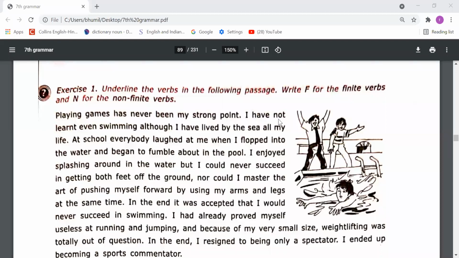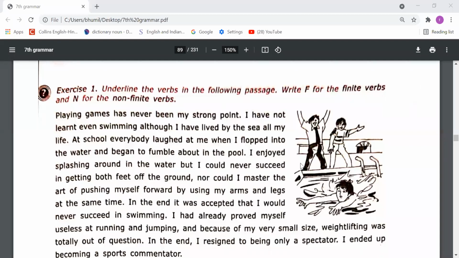Next sentence, I have not learned even swimming although I have lived by the sea all my life. तो here have not learned, not तो यहाँ पे हमने consider नहीं करना, have learned. So have learned finite and non-finite. Who will let me know? Have not, that is finite and non-finite. Who will let me know that?